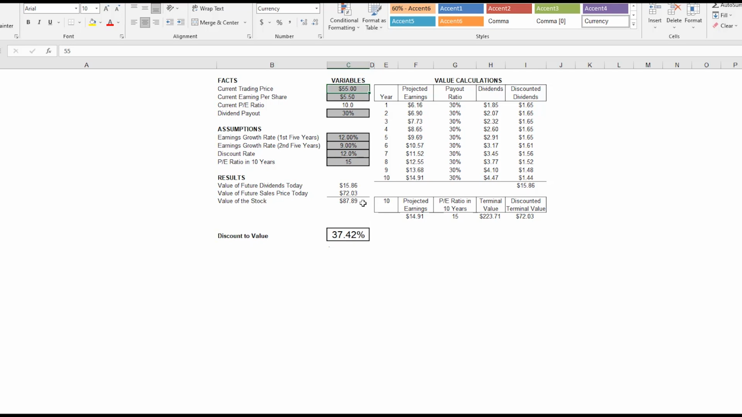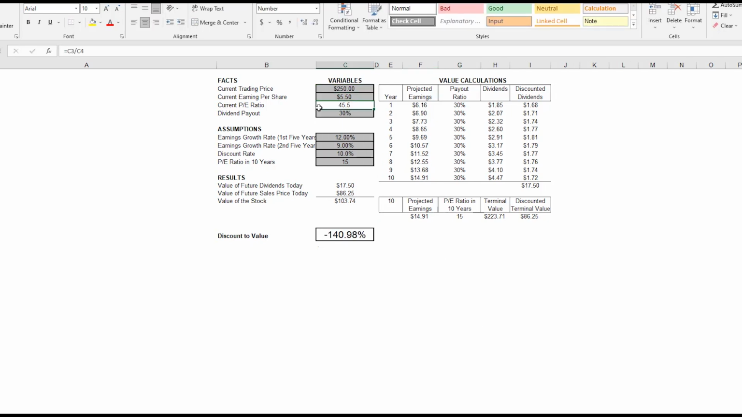But you see, this is not how people calculate value. This is not what people do. Okay, let's go back to 10%. What people really do in real life is even if they use this model, they manipulate the numbers in a way to justify their purchase price. So what they do is they look at what the thing is trading for, and instead of paying 55, they pay 250. Now they're paying a PE ratio of 45.